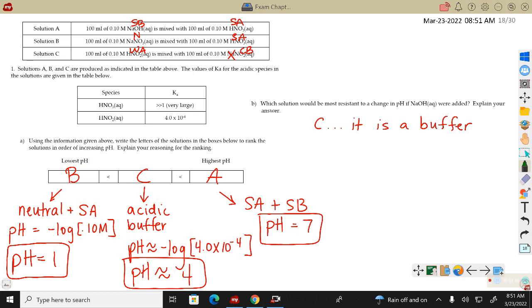And then we're mixing it with a strong acid. So this is neutral and strong acid. This is just going to be really acidic.